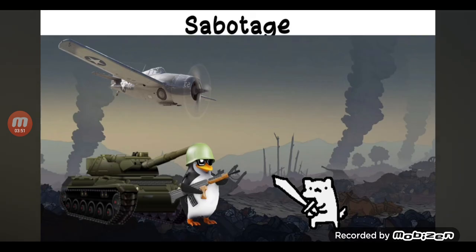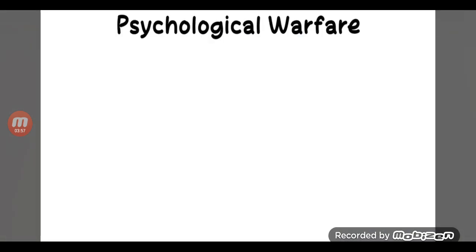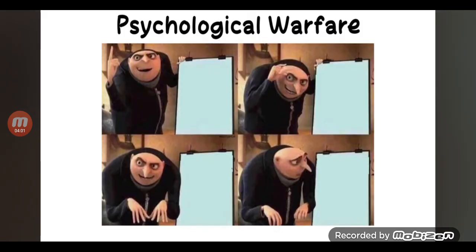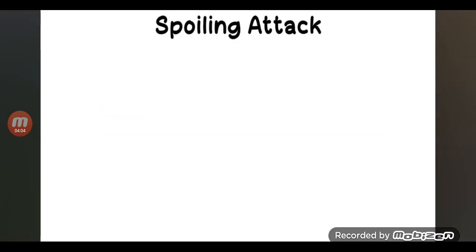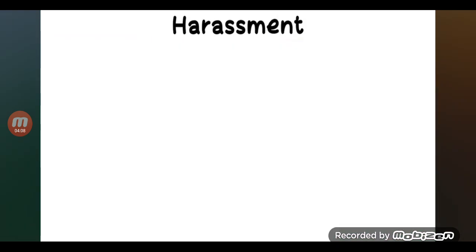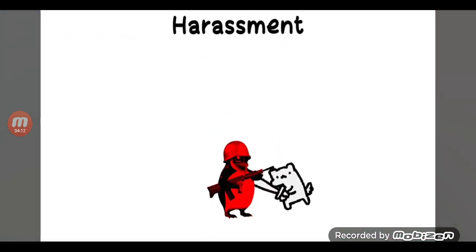Sabotage, covertly disrupting or destroying key enemy infrastructure, such as communications or supply lines. Psychological warfare, using propaganda, misinformation, and fear to demoralize the enemy and disrupt their decision-making. Spoiling attack, a preemptive strike aimed at disrupting an enemy's preparation for an attack. Harassment, continuous, small-scale attacks to wear down the enemy over time.